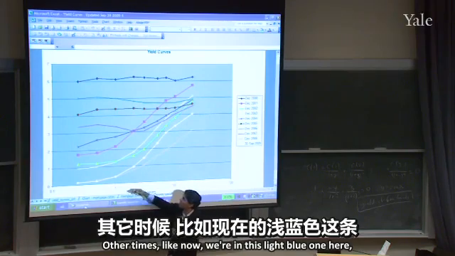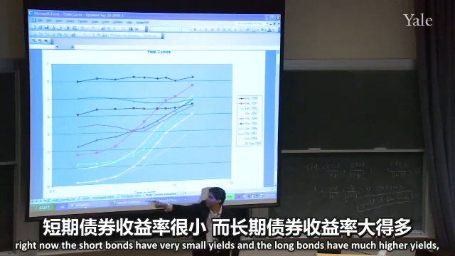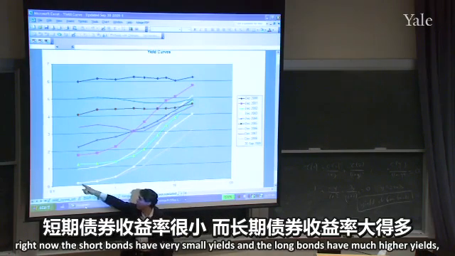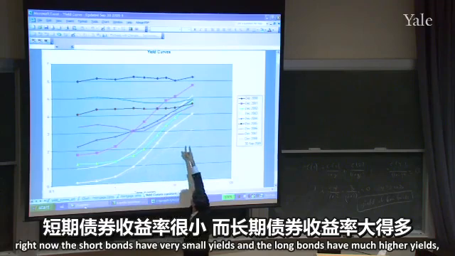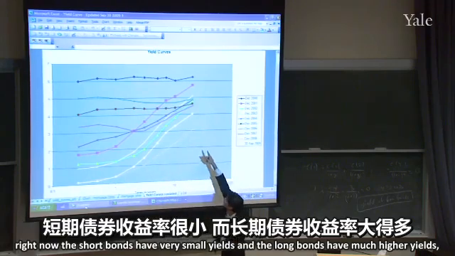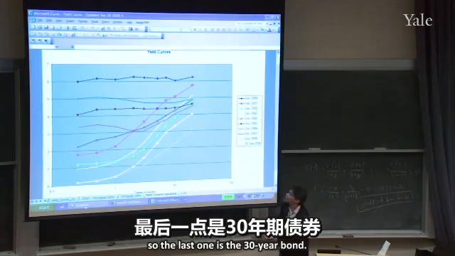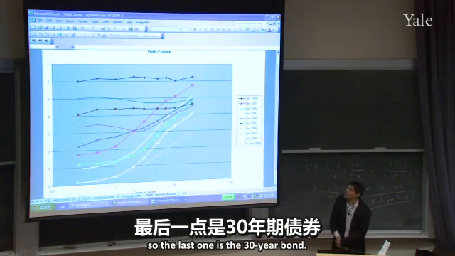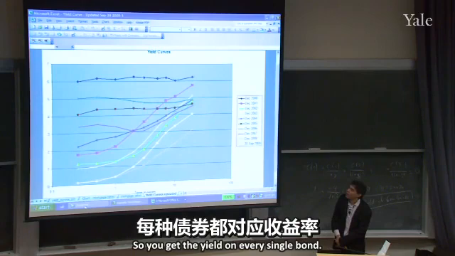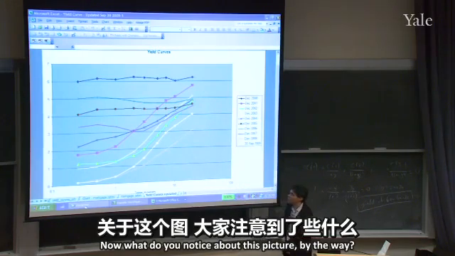Other times, like now, we're in this light blue one here, the short bonds have very small yields, and the long bonds have much higher yields. The last one is the 30-year bond. So you get the yield on every single bond. Now, what do you notice about this picture, by the way?